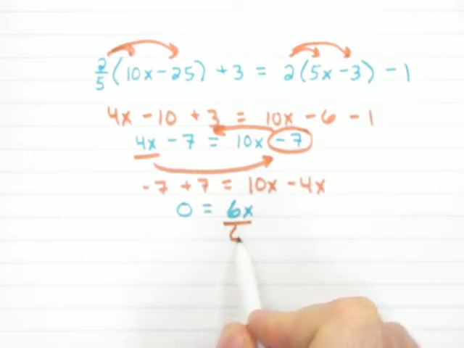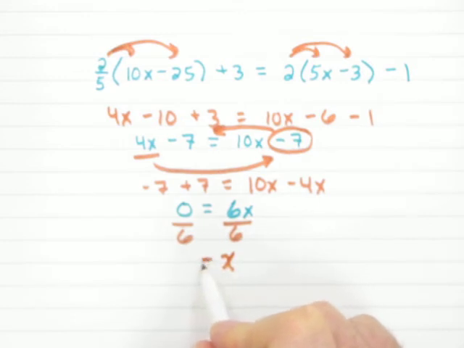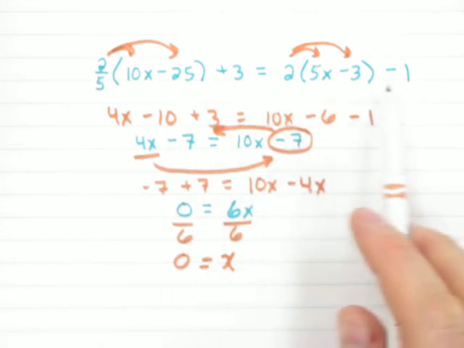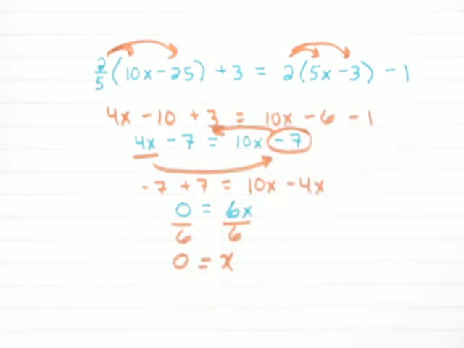I can divide by 6, I can divide by 6, and I get this real answer of x equals 0. That's known as a unique solution. That means that 0 will solve the original equation. If I plug 0 in for x, that's what makes this true. It's the only value that makes it true.